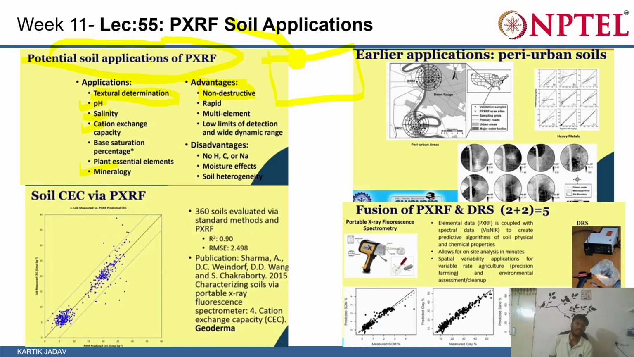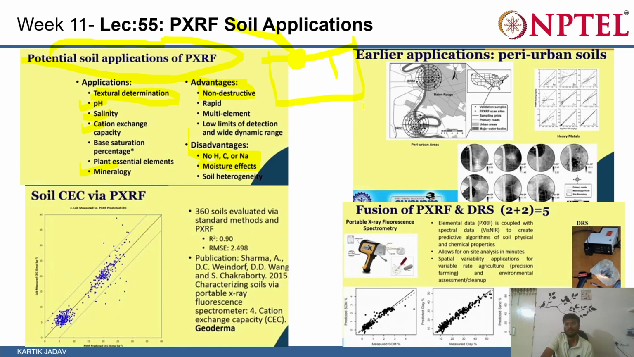Okay, so that's why techniques like PXRF, which is a non-destructive and rapid technique, provide multiple elements at multiple locations on the same farm or same watershed, with low detection limits and wide dynamic range. While it has certain disadvantages, like there is no H, C or Na, and there are moisture effects on its working, and soil heterogeneity is the major problem.